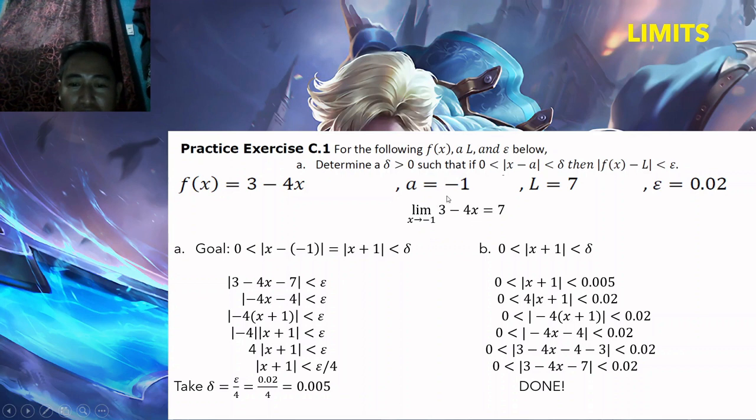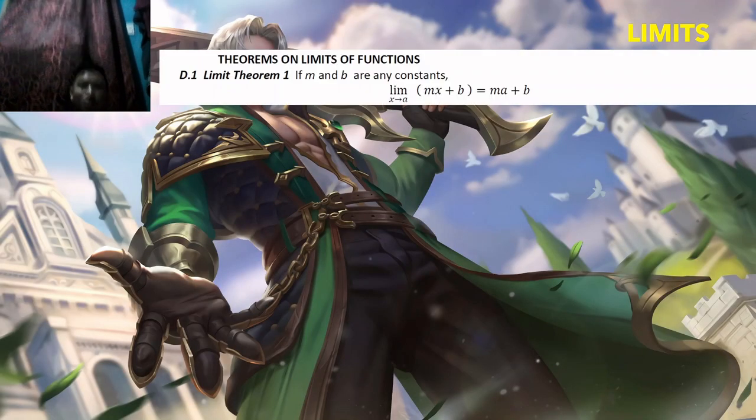Okay. So 3, then minus 4. Okay. If x is negative 1, class, it becomes positive 4. So 3 plus 4 is 7. It's easy, right? There is also a theorem for that, which lets you go direct.